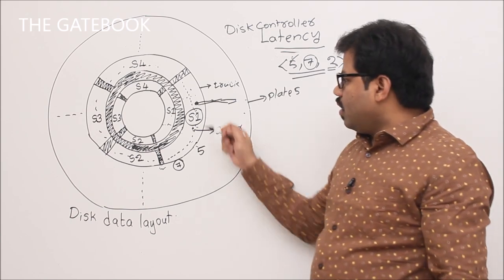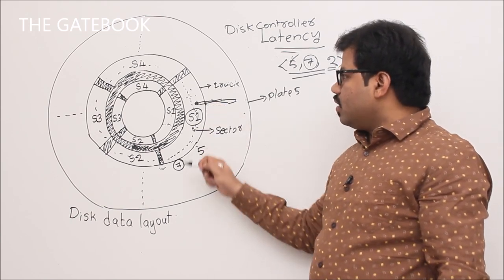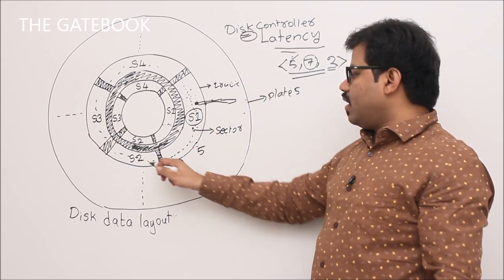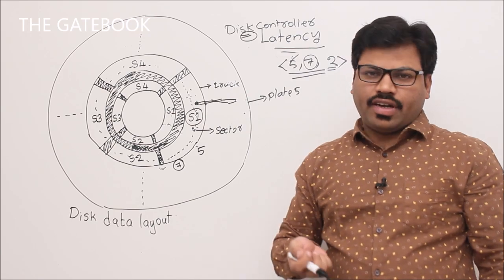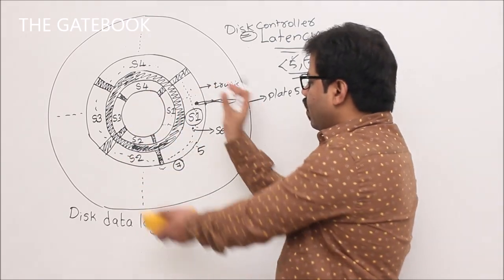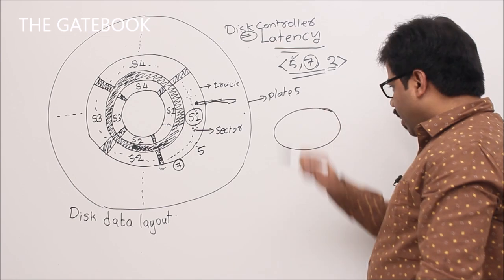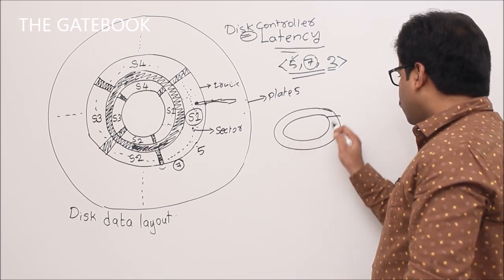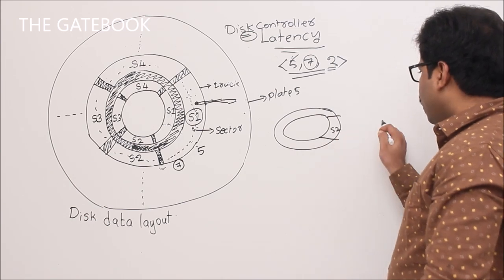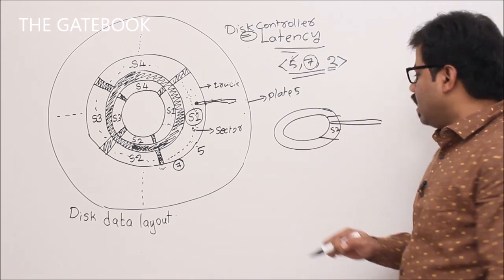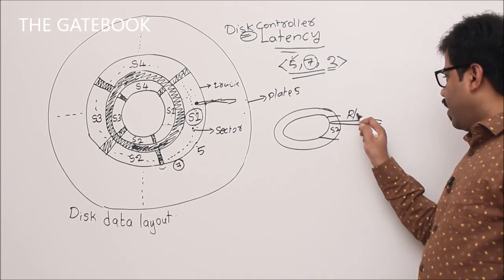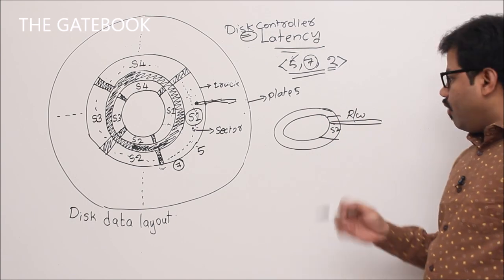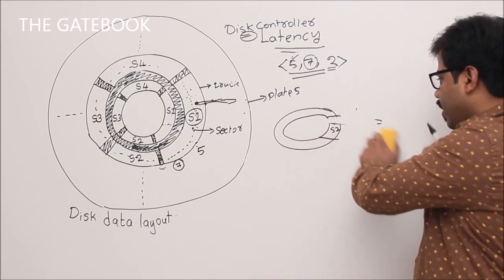For example, let's say you are at sector number 1. Then your disk controller will know how to move your plate in such a way that S2 comes under the read write head. So the plate will be rotated. Finally, the right sector, let's say S2, comes under the head, and this will be the final picture. In that way, your read write head comes under the right sector because the plate is rotated. After that, you are able to store the data.